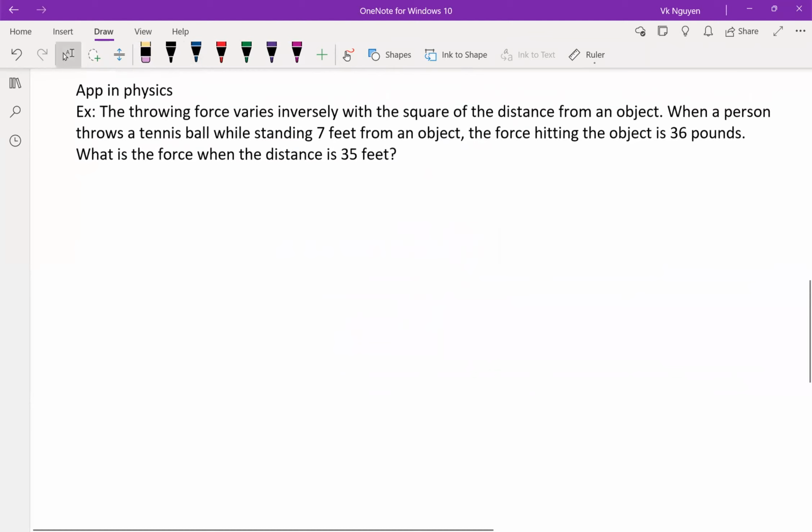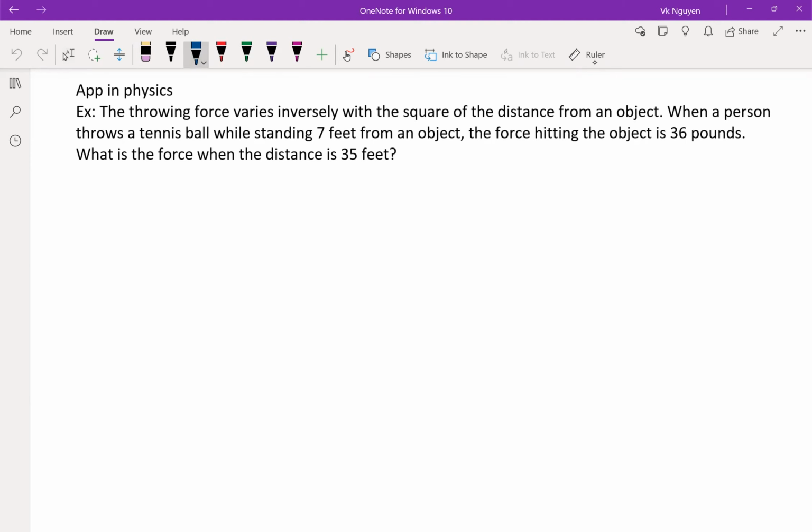Another application is an example in physics. The thrown force varies inversely with the square of the distance from an object. When a person throws a tennis ball while standing 7 feet from an object, the force hitting the object is 36 pounds. What is the force when the distance is 35 feet?